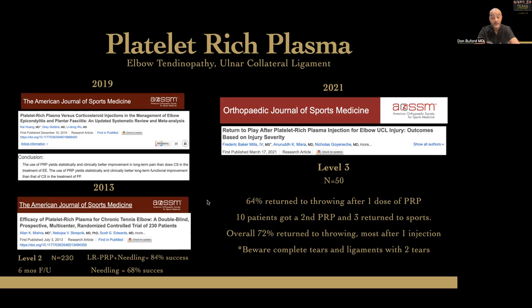But just know that PRP works for UCL pathology. And if somebody's young and a thrower and they hope to get back to throwing or any overhead sports, you better try PRP first.